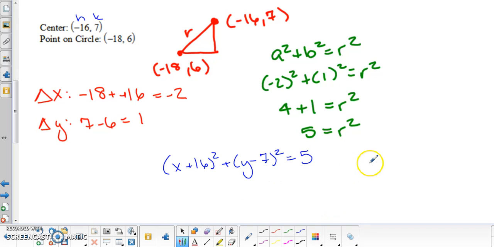What if I asked you, what is my radius? And I gave you this, square root 5. Don't make it more complicated than it needs to be, guys. We love to do that.